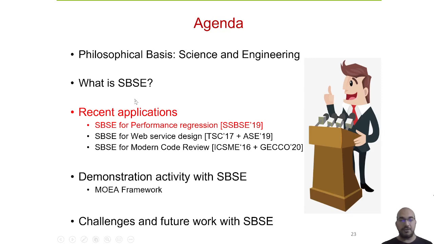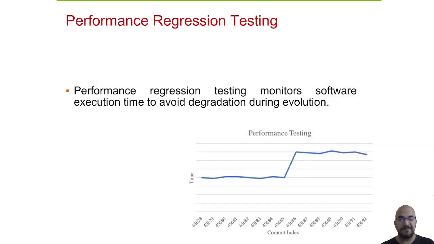Thank you, Ali. It is my pleasure to present the first application of search-based software engineering, which tackles the problem of performance regression. Performance regression falls within the big family of regression testing. Regression testing is the art of detecting any anomaly or abnormal behavior that the software can experience throughout its evolution. Performance regression is a critical subset of regression testing where we care specifically about execution time.